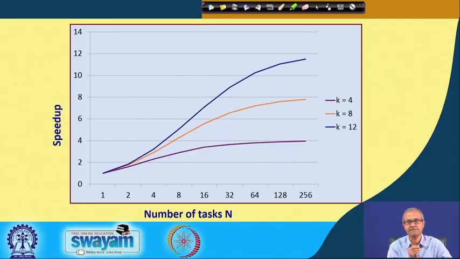And this is a very typical plot I am showing: number of tasks n versus speed up for various values of k. Let us say k equal to 4. As the number of tasks increases, the speed up increases and levels off very close to 4. For k equal to 8, it levels off very close to 8. For 12, it levels off close to 12. It will never reach 12, it tends to 12. It will never touch 12, but it will get closer and closer to 12 as the value of n increases. Here I have shown up to 256. So, here you will get some idea of what is actually happening.